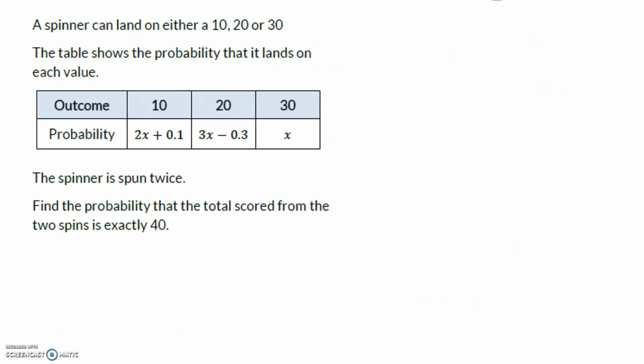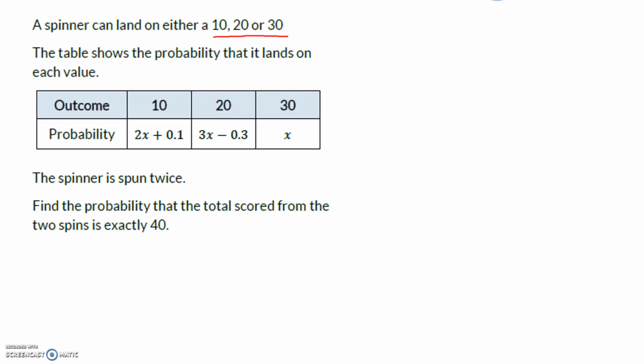Okay, let's have a look at the higher tier question. So another probability question. A spinner can land on either a 10, a 20 or 30. So it has to land on 10, 20 or 30. The table shows the probability that it lands on each value. Probability of 10 is 2x plus 0.1, probability of 20 is 3x subtract 0.3, and probability of 30 is x. The spinner is spun twice. Find the probability that the total scored from the two spins is exactly 40.